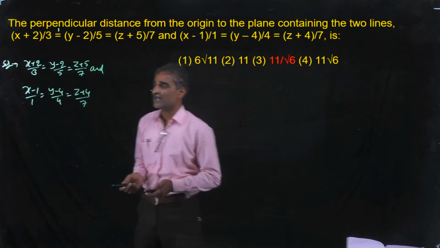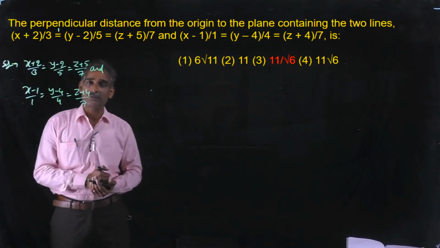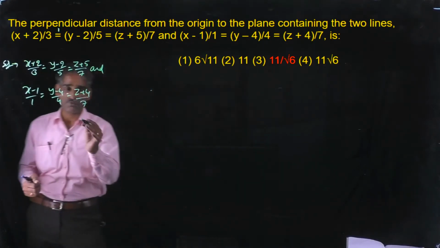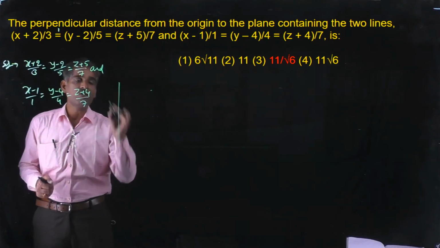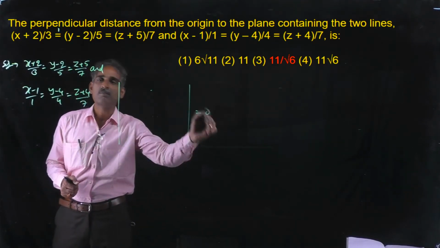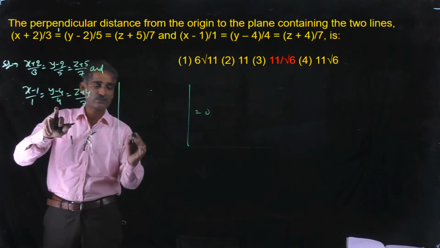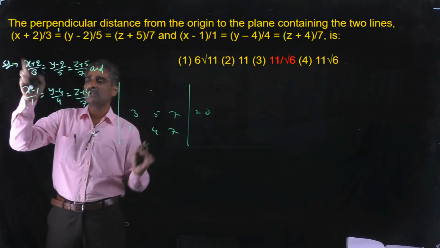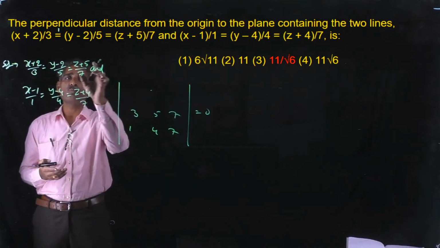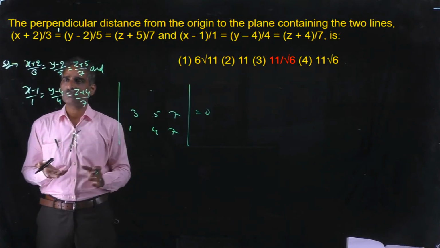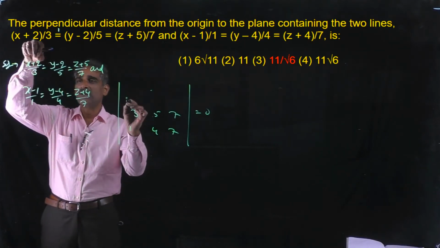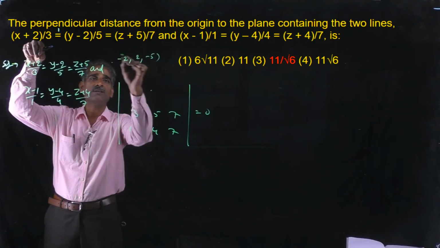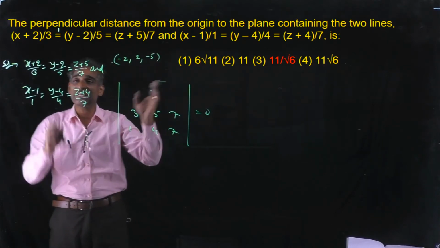Understand? So here directly we can write the equation of the plane. If two lines lie on the plane and a point is also there, we can write the equation of the plane by using this formula. What is that? The determinant of, here the DRs of this line is 1, 4, 7, DRs of this line is 3, 5, 7. So take any point here, minus 2, 2, minus 5, or 1, 4, minus 4. So take this point, minus 2, 2, minus 5. Here is the equation of the plane passing through this point and containing these two lines.